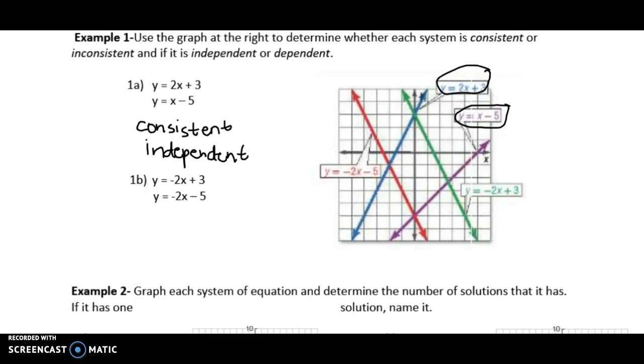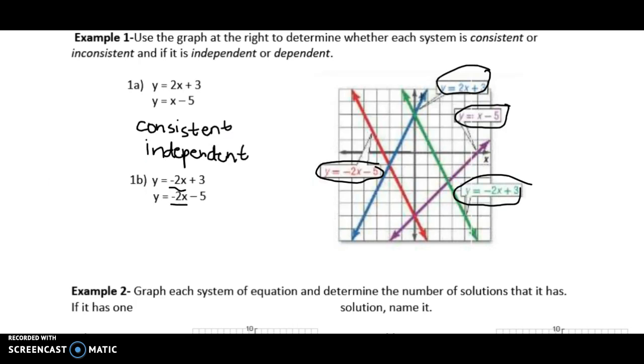So now, on 1b, I have y equals negative 2x plus 3 and y equals negative 2x minus 5. Before I even look at the graph for these, you might notice that these are both in y equals mx plus b form, and they both have a slope of negative 2. Remember, we talked about lines that have the same slope, those are parallel. So if I look over at my graph here, y equals negative 2x plus 3 is this green line, y equals negative 2x minus 5 is this red line. These lines are parallel. They will never meet each other. They run directly beside one another.